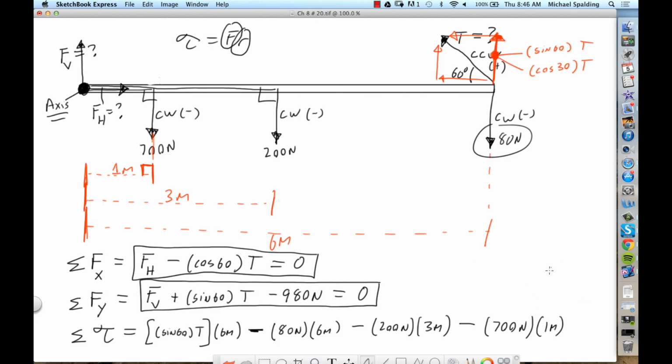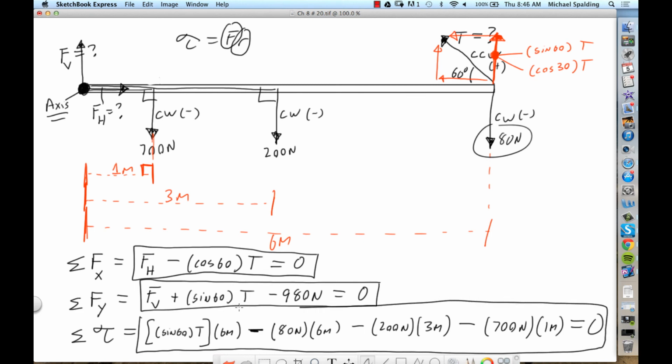In this class, what will happen to the torques? I promise you, the torques will always cancel. Meaning there's going to be no angular acceleration. Okay? You're not going to have any angular acceleration in this class. Okay, so here's the sum of the torques. Now, the hard part is done.